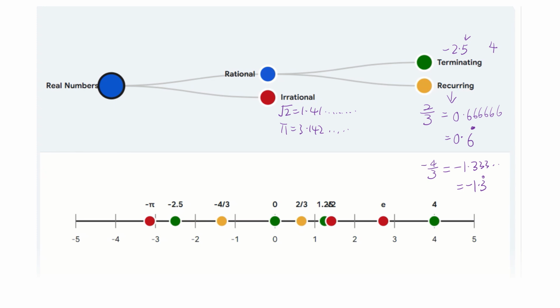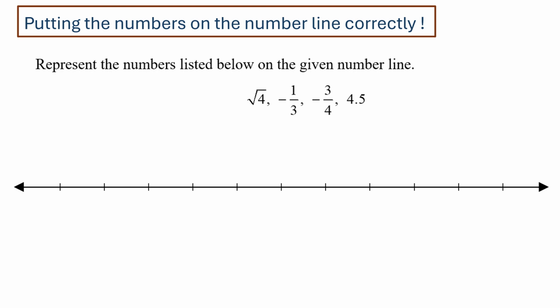So a rational number is one you can write as a fraction, like 2/3 is a rational number, or even 4 is rational because you can write it as 4/1. So any numbers that you can find on the number line are considered real numbers. Right, in the next questions, we're going to represent the numbers listed on the given number line. We're going to put the numbers correctly on the number line.